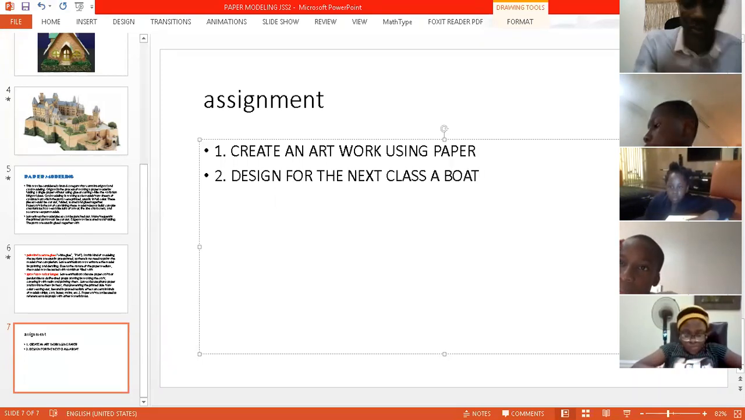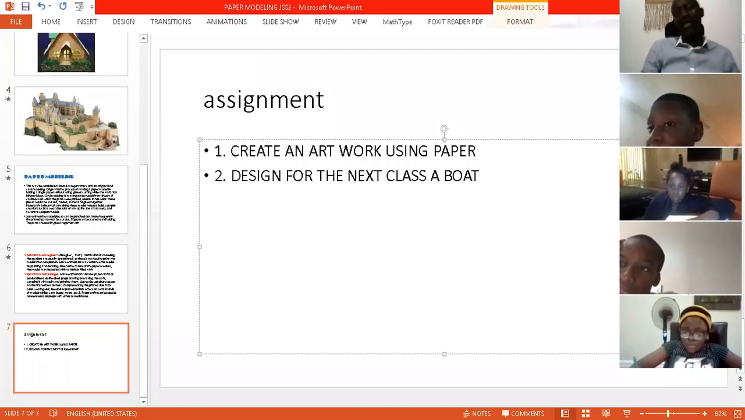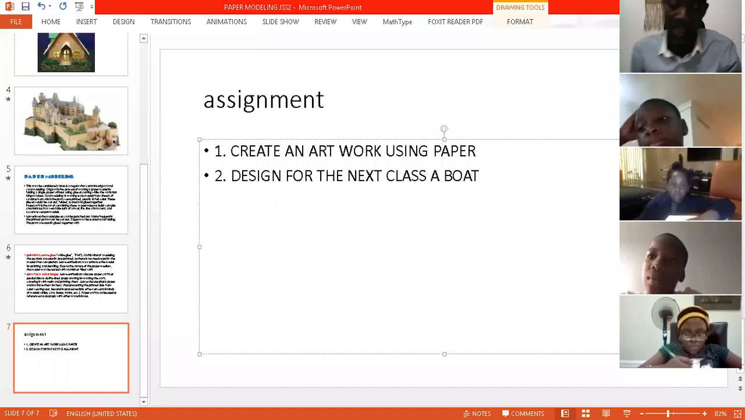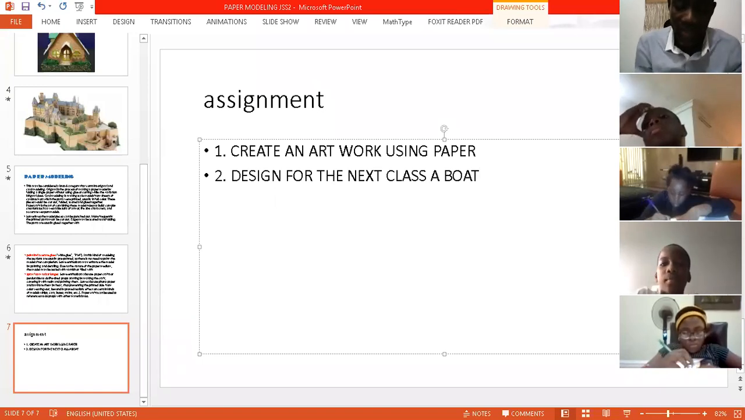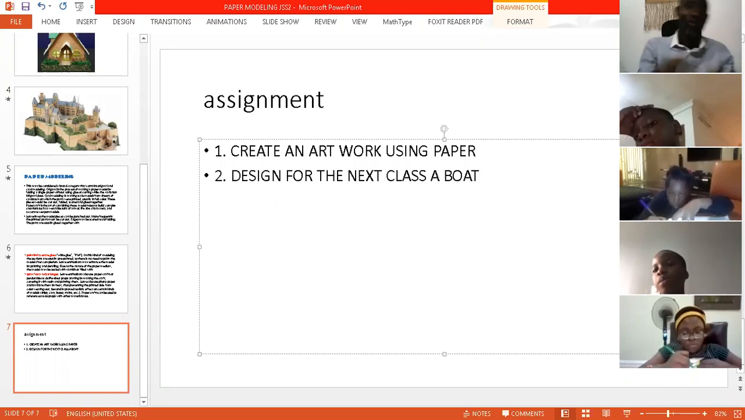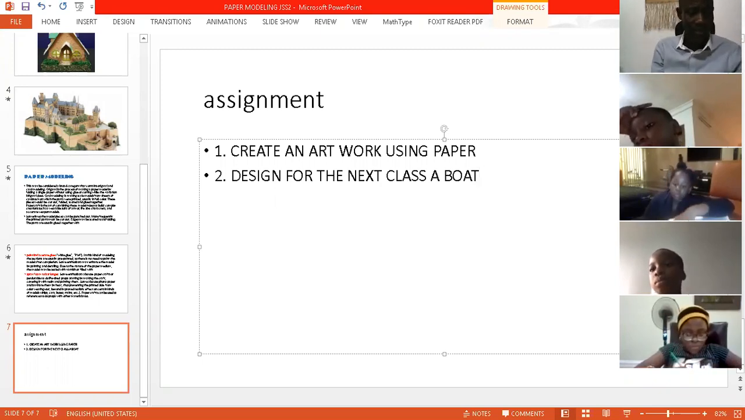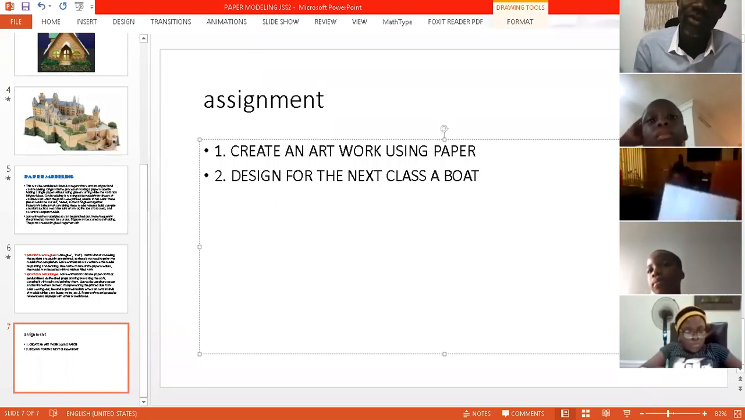Design for the next class a boat. Why I said a boat is that you will see that these days it's raining everywhere. The only thing that is happening right in our environment is rain. Even in our school, there's rain. So when you design a boat, we can be able to move around. So I want to see it, you are bringing it to school.